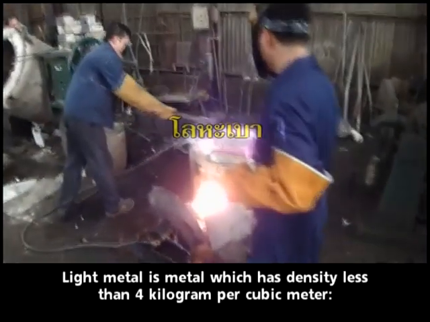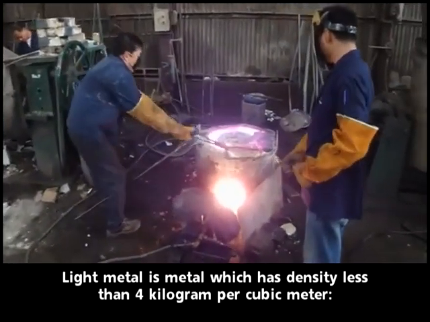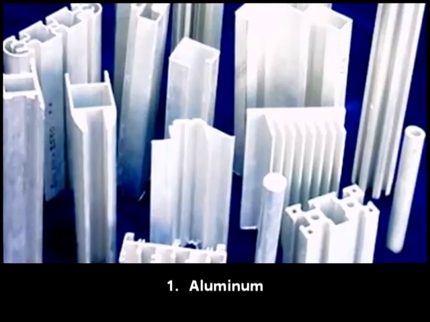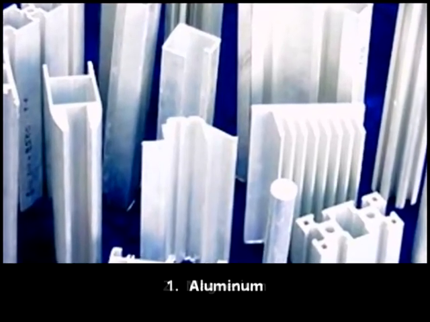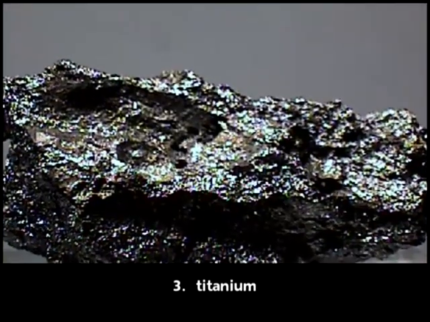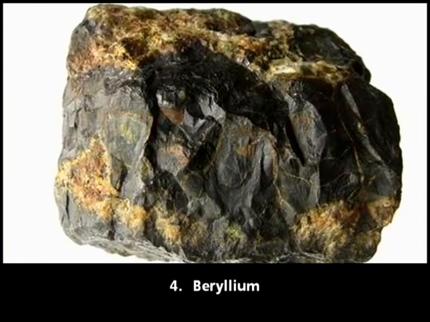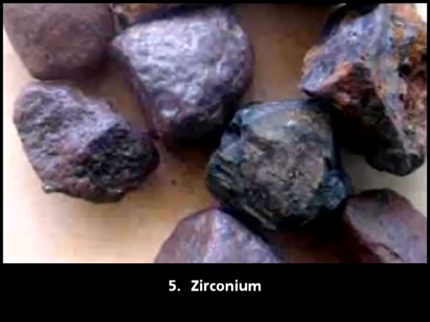Light metal. Light metal is metal which has a density of less than 4 kg per cubic meter. 1. Aluminum. 2. Magnesium. 3. Titanium. 4. Beryllium. 5. Zirconium.